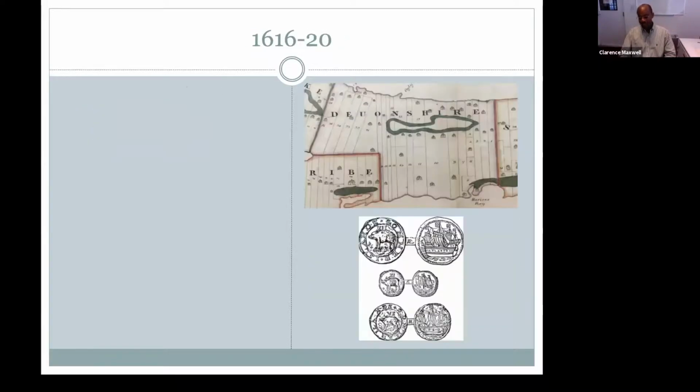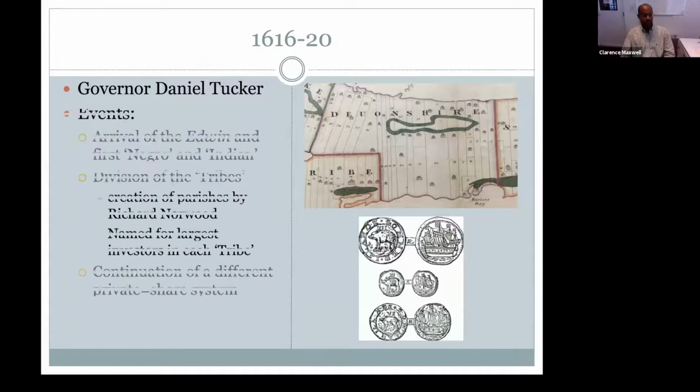By 1616, they got a different type of governor, Old Dan Tucker. By the time Governor Tucker came to Bermuda, he would establish much more order in terms of governance. But several important events are going to occur under his governorship. Among them, the most significant for Bermuda's racial history is the arrival of the Edwin, which brought the first quote Negro and the first quote Indian, using the terms that they did, to Bermuda at the time. That also saw Bermuda divided up into tribes, which of course became parishes.